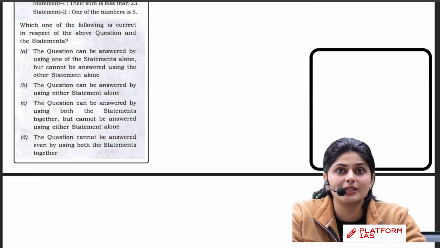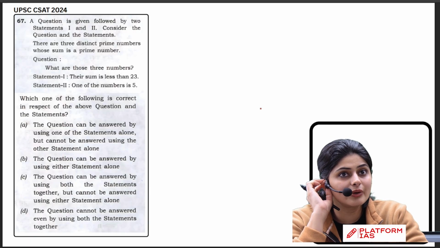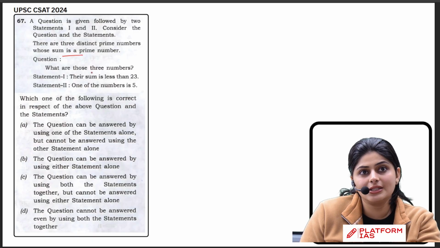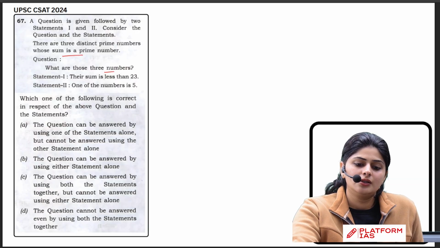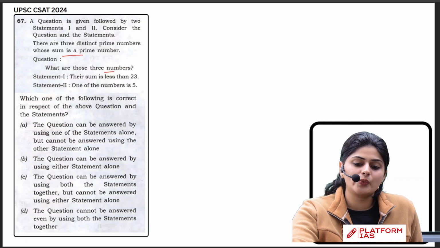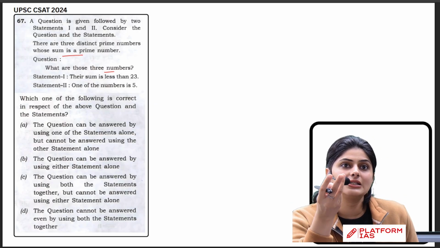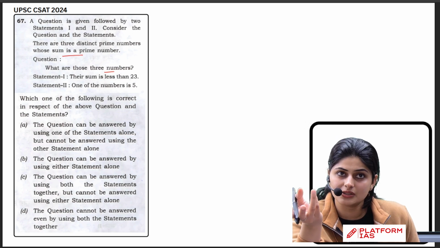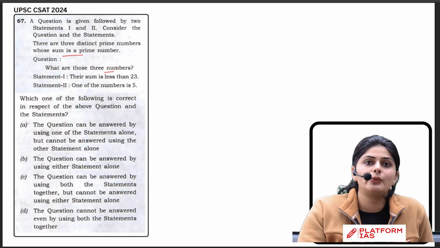Now moving to the next one. Let's read the question. There are 3 distinct prime numbers whose sum is a prime number. Now the question is asking what those prime numbers are, and 2 statements have been given to me. Without using the statements we cannot solve the question here. Why? Because the question simply says they are distinct prime numbers and S is a prime number, and we need to find out the 3 numbers. So definitely without using the statements we cannot solve the question.